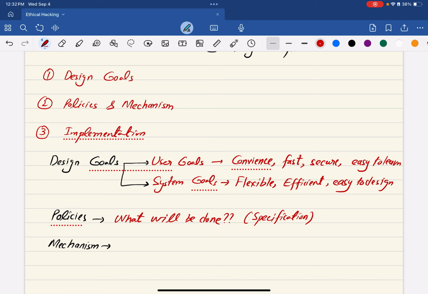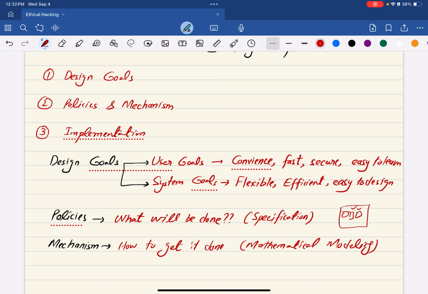So policies is like what we need. For example, to design operating system, we will define to achieve these goals we need, for example, these three things. Mechanism is how to implement it, how to get it done. So this is the mathematical foundation, like mathematical modeling, or you can also call it the pseudo coding. We're gonna get it done here.